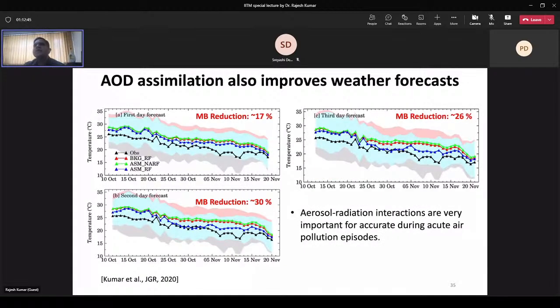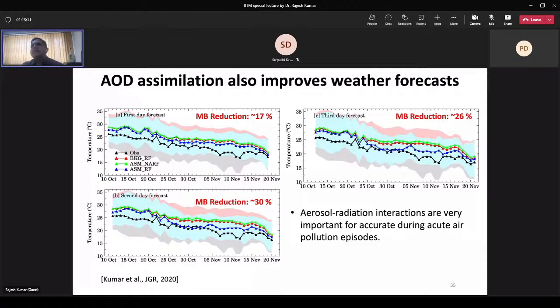the weather prediction. So here, this is the same scheme. And now here we have an improvement or reduction in mean bias of temperature by 17 to 30% during different days. And interestingly, we get the maximum improvement in the temperature forecast on the second day. And one reason that we think this is happening is because we have to refresh our initial conditions every day when we run the model.